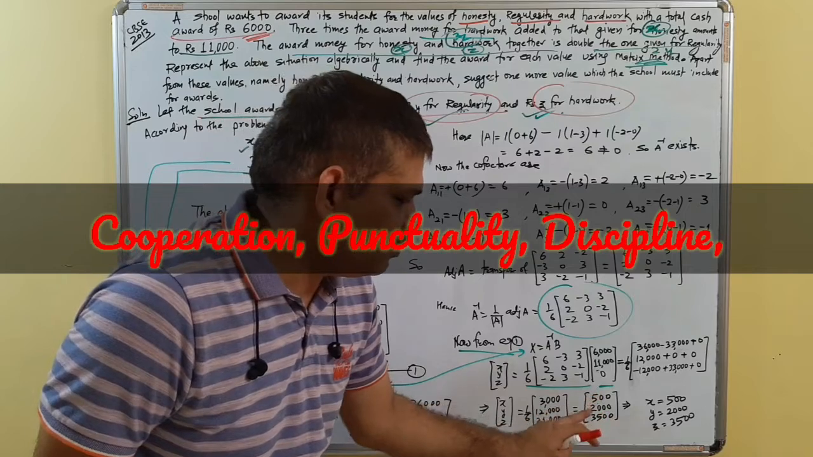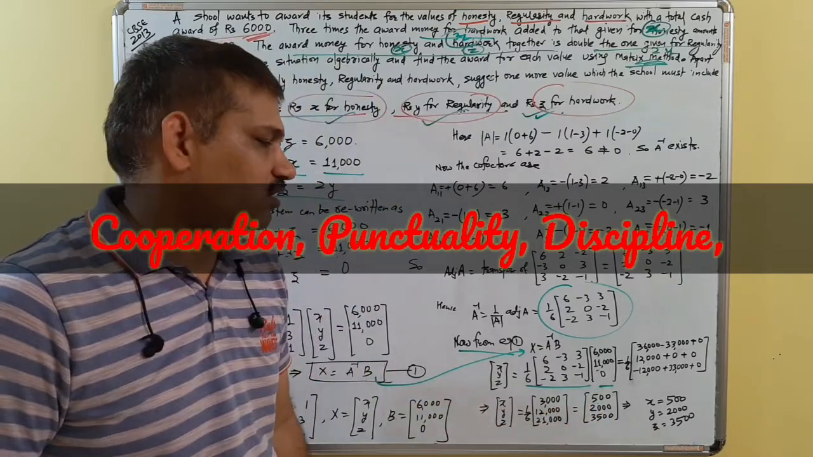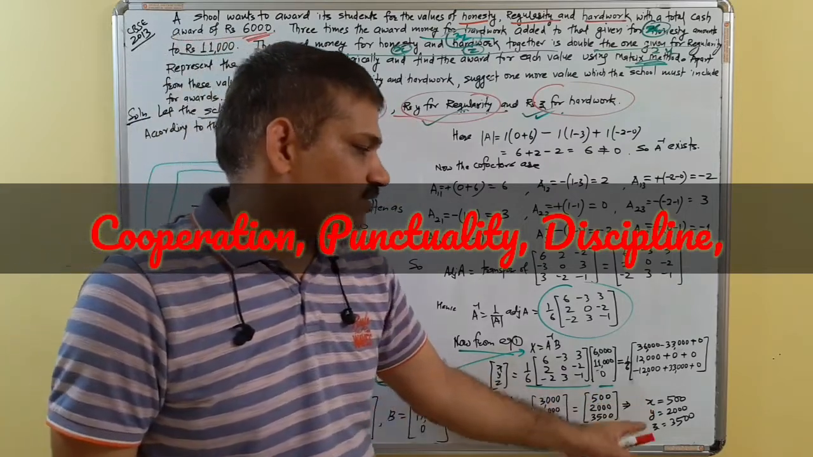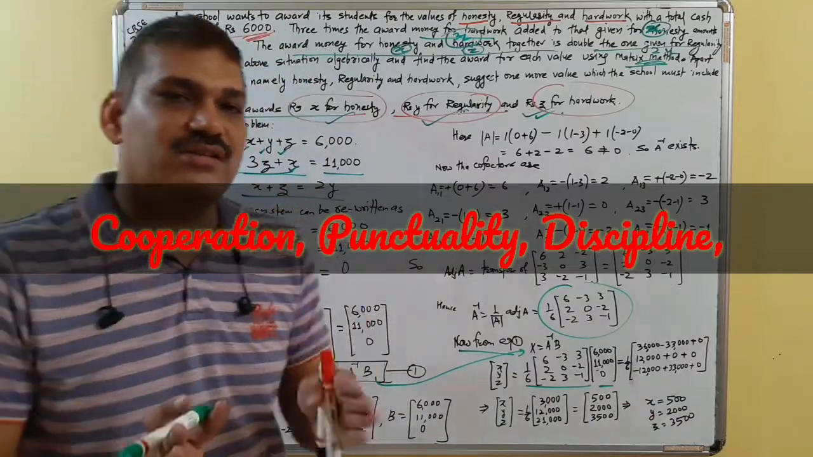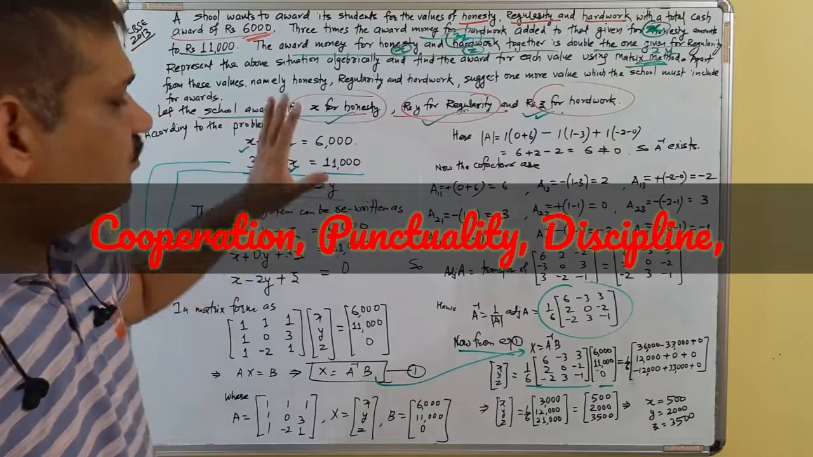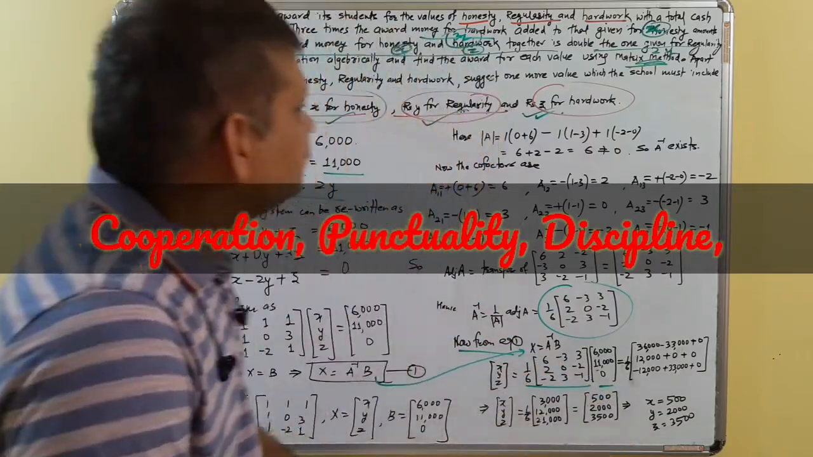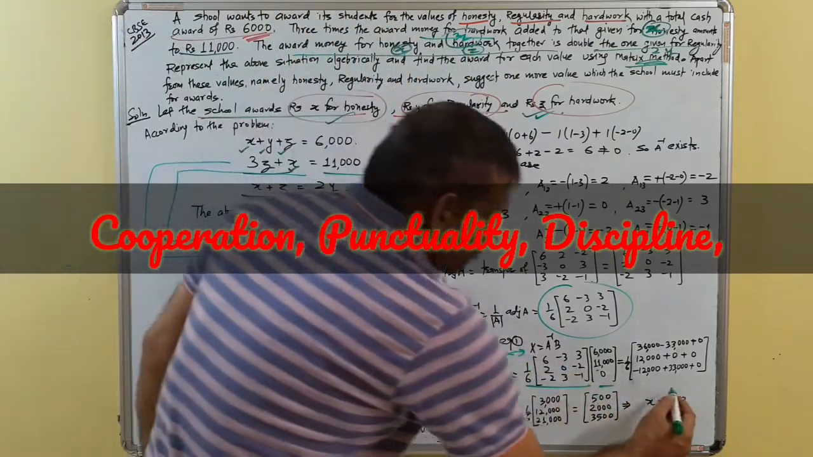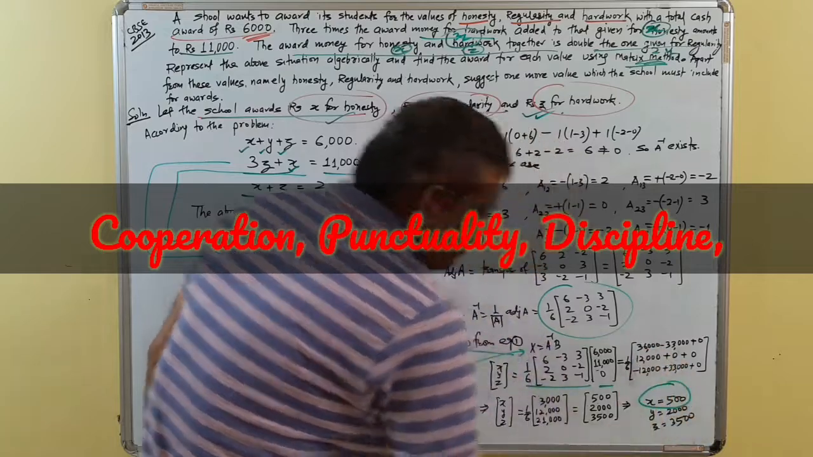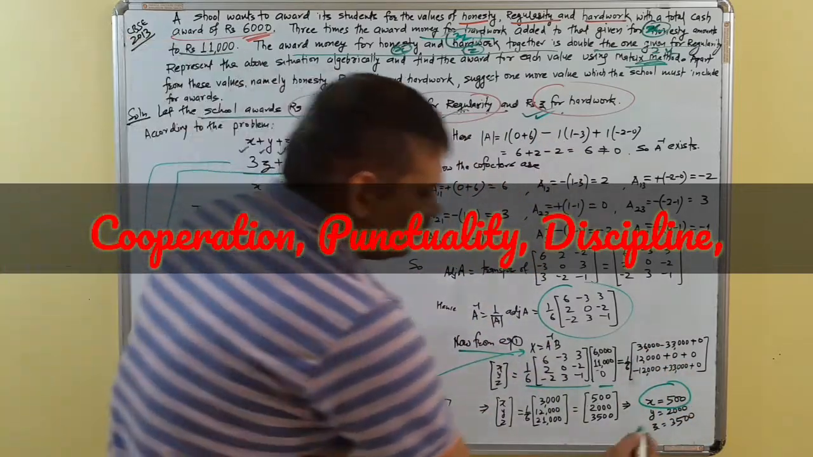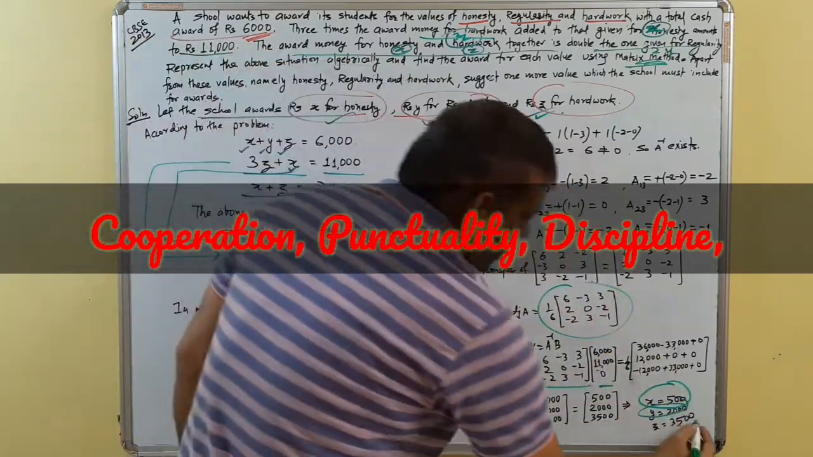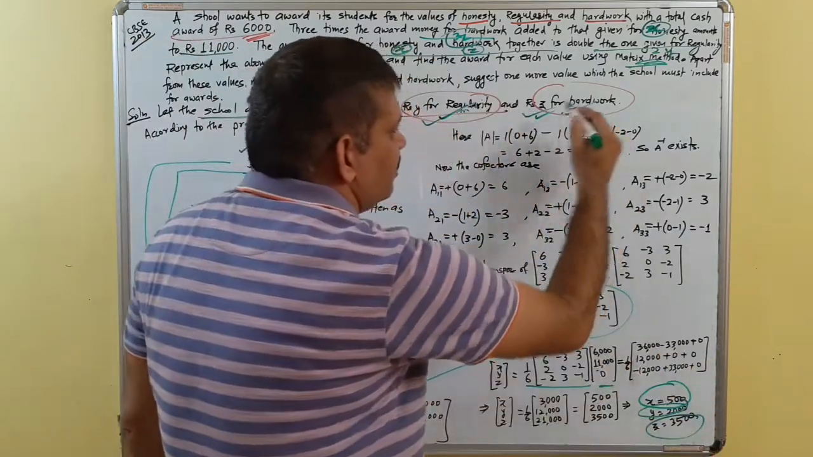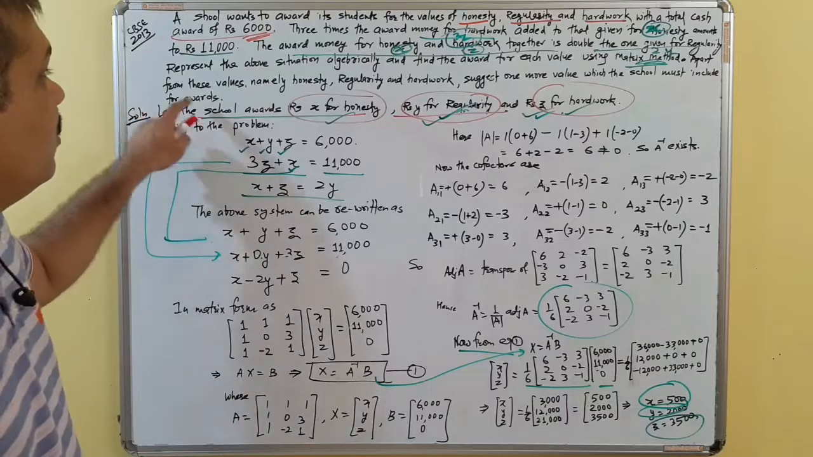On dividing, we get 500, 2,000, 3,500. So these are the values of X, Y, Z. Now since it was a word problem, we are to answer in words. Hence we will write the final answer. Hence the school should award rupees 500 for honesty, rupees 2,000 for regularity, and rupees 3,500 for hard work.